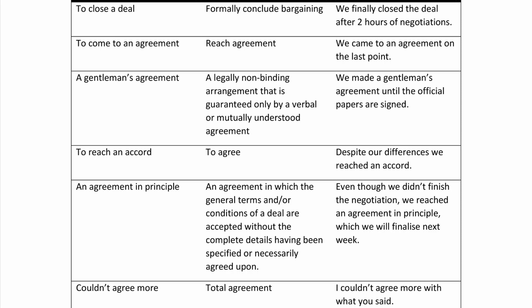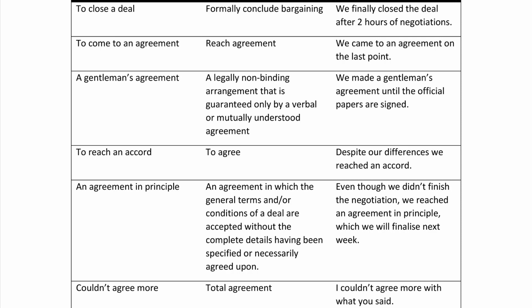We have the expression also, a gentleman's agreement, okay? So a gentleman's agreement is a legally non-binding agreement that is guaranteed only by a verbal or mutually understood agreement. So when we agree to something in principle with someone, and maybe we haven't signed the formal documents, we can have a gentleman's agreement in the beginning. Basically, this means that all of the things we spoke about, okay, and agreed on verbally are binding but not legally. Meaning someone technically could go back on what they said. However, it's very poor form to break a gentleman's agreement, okay?